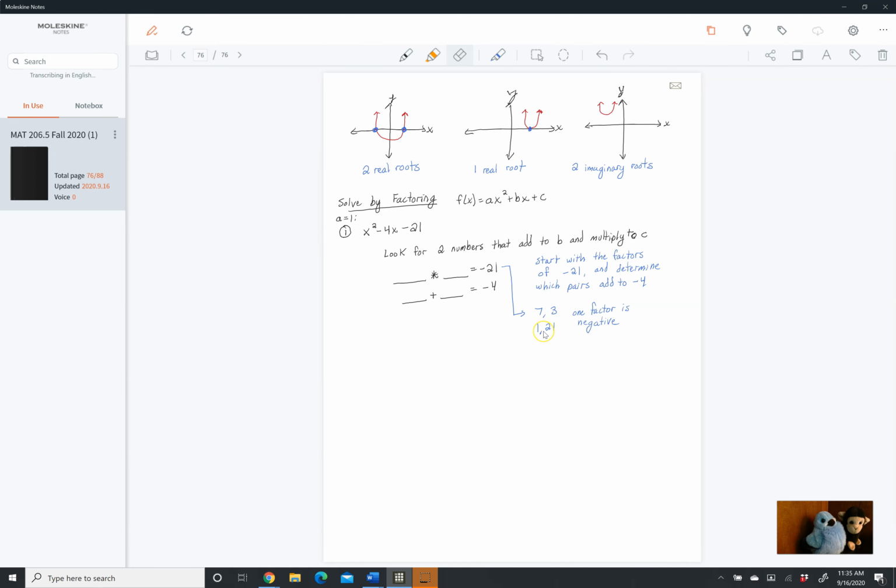1 and 21, if you add them together, I don't care which is negative, there's no way that you're going to get a 4, okay? But 7 and 3 you can. And with 7 and 3, in order to get a negative number, the larger number has to be negative, right? If you have a negative b, then your larger factor has to be negative. So our answer here is a negative 7 and a 3.